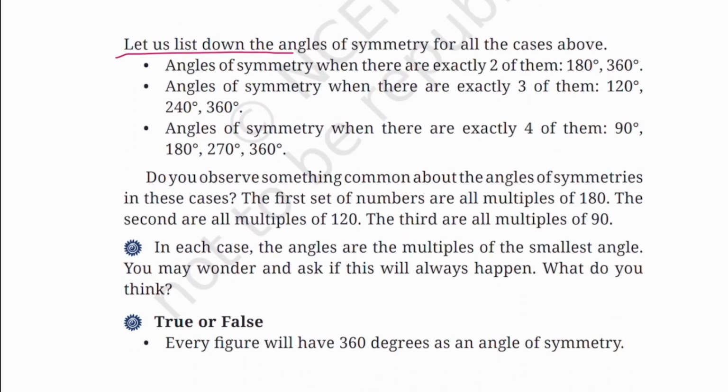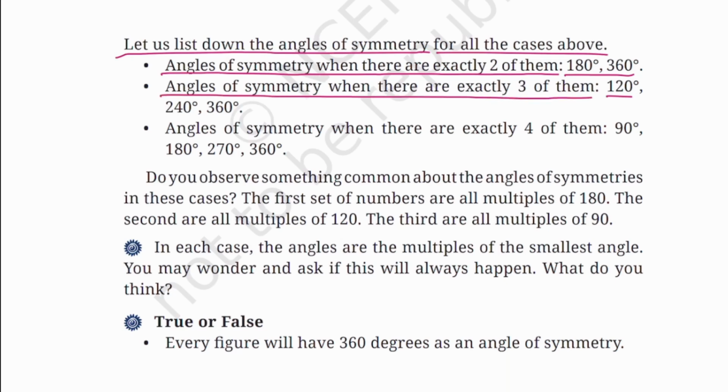Let us list down the angles of symmetry for all the cases above. Angles of symmetry when there are exactly 2 of them: 180 degree and 360 degree. When there are exactly 3 of them: 120 degree, 240 degree, 360 degree. When there are exactly 4 of them: 90 degree, 180 degree, 270 degree, 360 degree.